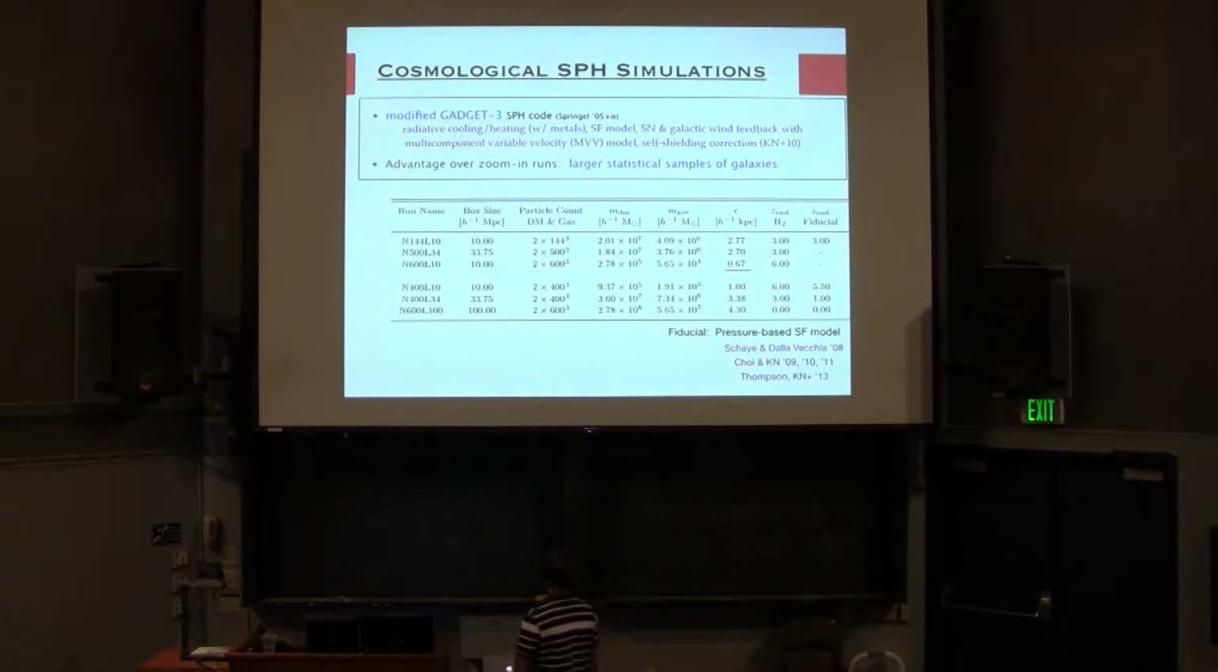And so for the fiducial star formation model, we moved on from Springel-Hernquist. We did a little bit of modification. So we now use this pressure-based model of Schaye and Dalla Vecchia 08 with some modification. And then these are the current fiducial models. So I'm going to contrast this model with Robert's new H2 star formation model.